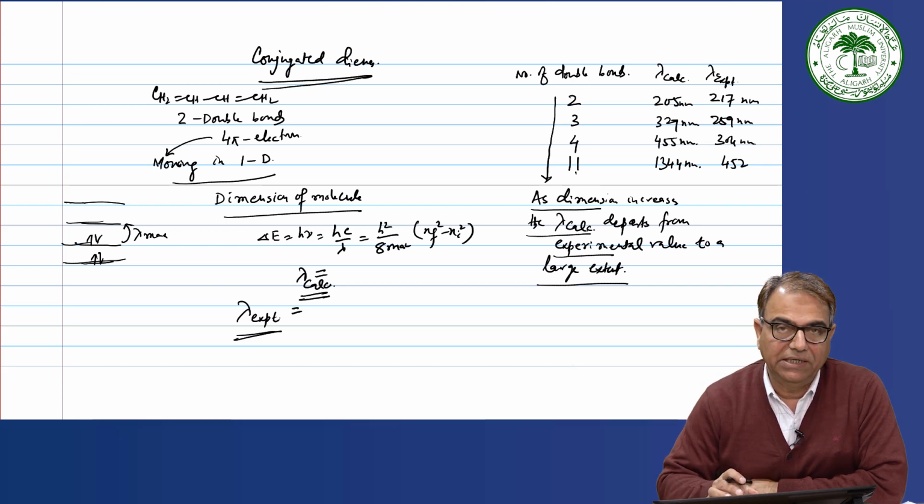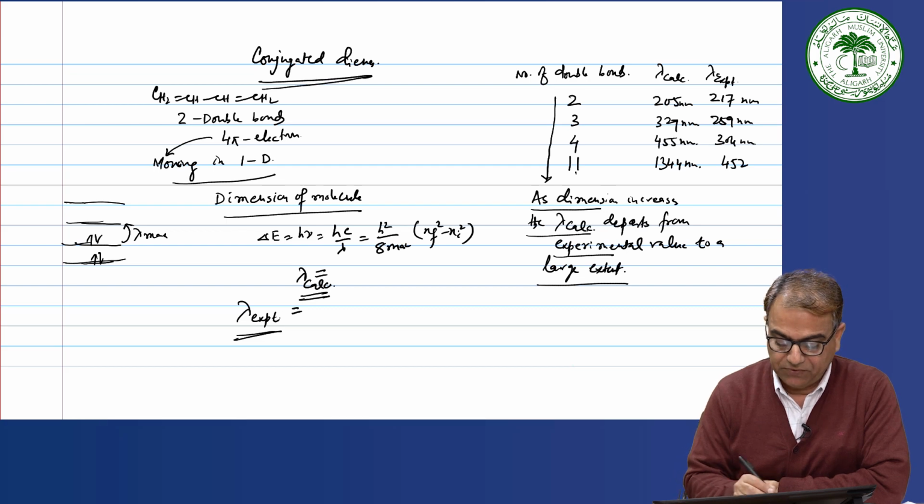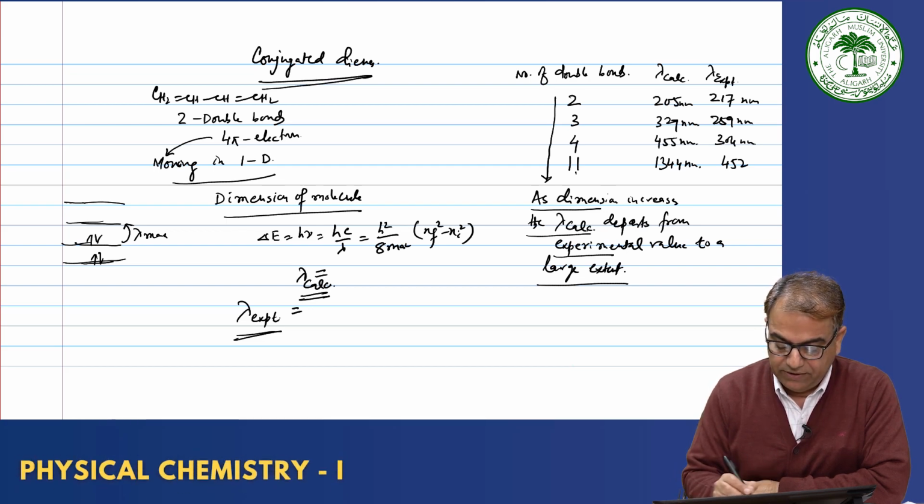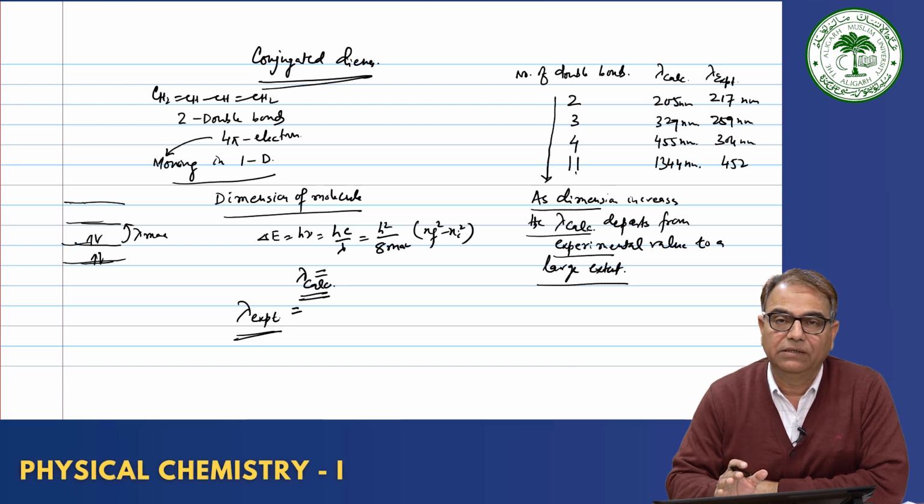for conjugated dienes, and you will learn in organic chemistry about the conjugated dienes in more detail. We will not talk about it here. We can calculate the value from empirical calculations also. So this is how a particle in a one-dimensional box can be applied to conjugated diene molecules.